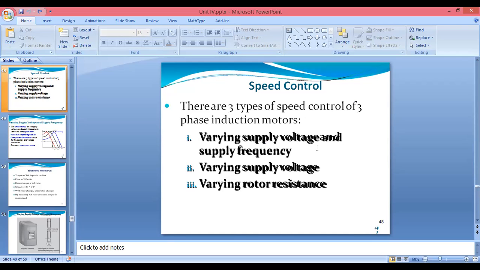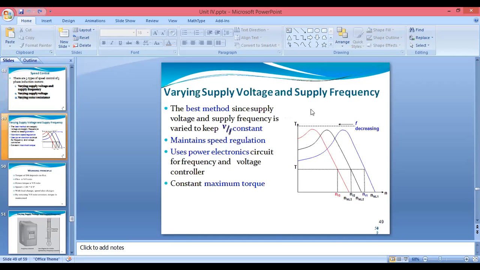In short, its value depends on the supply voltage as well as the supply frequency, because in the torque equation we get the value for speed as well as for supply voltage and rotor resistance. So by varying these three components, we can vary the speed of the induction motor. We can control its speed. In today's session, we have seen varying supply voltage and supply frequency.